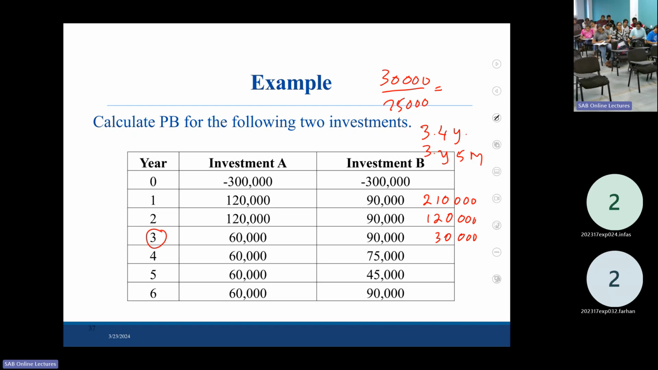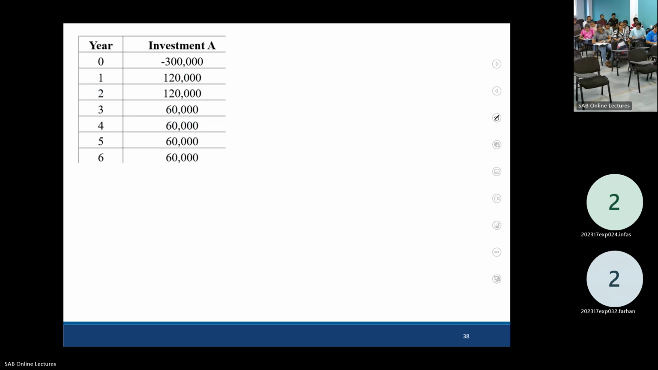If it is in years, it is 3.4 years. If you convert this 0.4 into months, that is 3 years and 5 months. It is risky. Which has the high liquidity? Good.